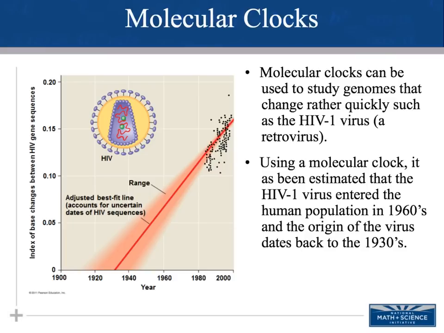Molecular clocks have now been applied to some of our more common and everyday, but still advanced, biological questions. We can use them to study genomes that change fairly quickly, like those of viruses. In particular, HIV comes to mind, which is a retrovirus. Using a molecular clock, it has been estimated that the HIV virus entered the human population in the 1960s, but that the origin of the virus dates back to the 1930s. They're just looking at how quickly those mutations are happening and what year they're happening in.